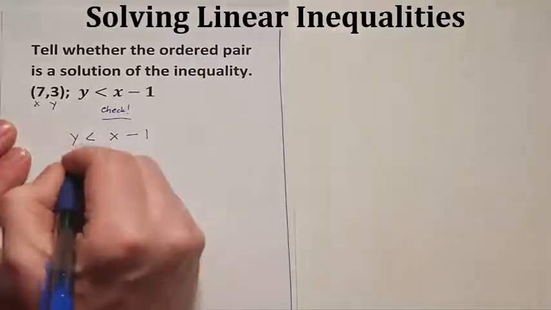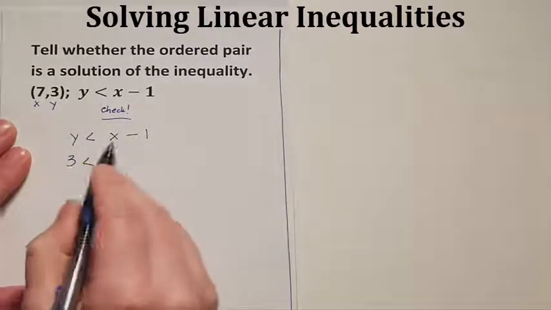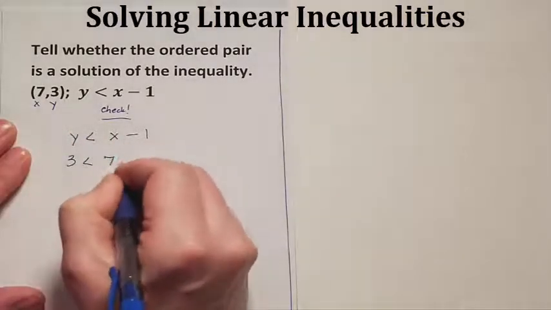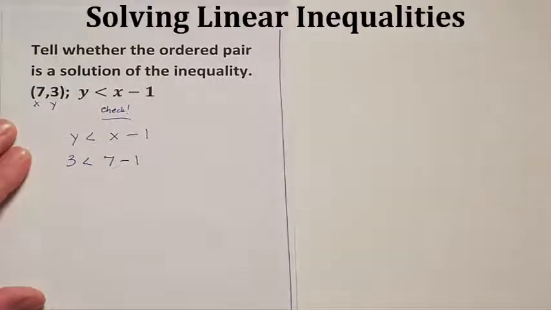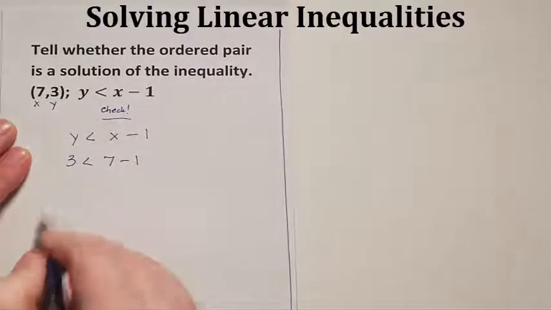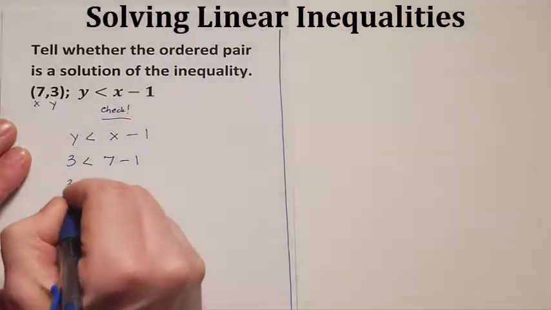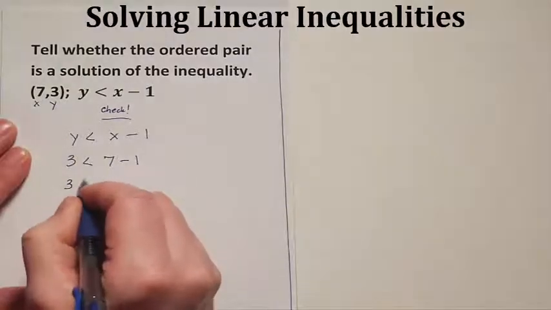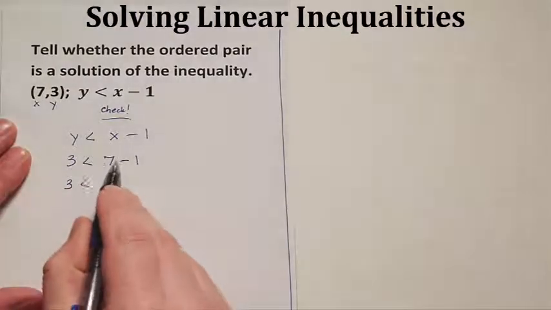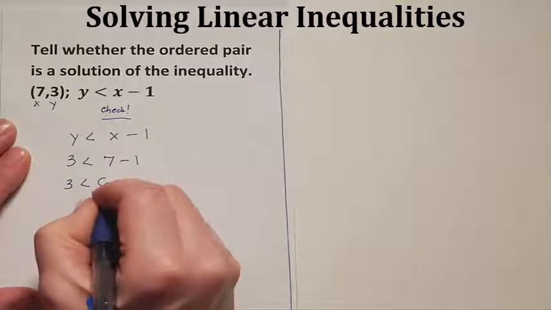xy, my y is 3, is less than my x of 7. And the rule was to subtract 1. Let's go ahead and prove it. We're solving it. So the left needs to be solved down to a number. The right needs to be solved down to a number. Well, the left was already 3, so it's still 3. The inequality symbol is less than. What is 7 minus 1? 7 minus 1 is 6.